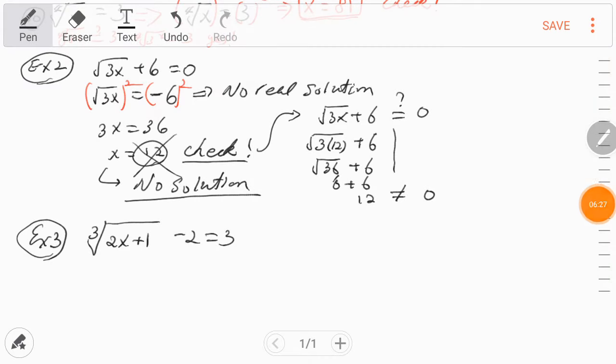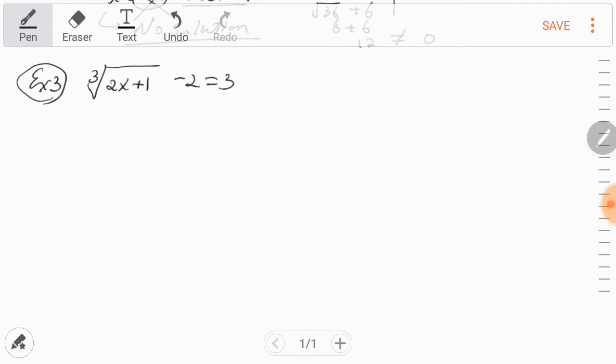So it's really important to check your solution, because sometimes the solution that you get does not make the equation true. So in that case, eliminate that value from your solution. Okay, let's do that, example 3.